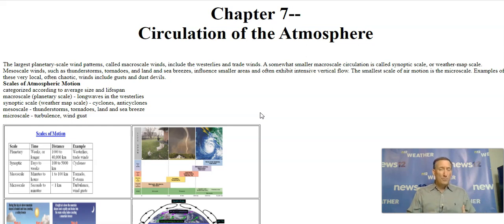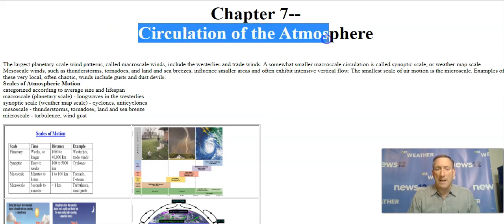So around the globe, you're going to have different circulations, and that's one of the things that we're going to be looking at as we go through chapter 7. What's the wind flow in the United States? What's the wind flow near the North Pole? What's the wind flow near the equator? What's the wind flow near Florida, or what we say 30 degrees north? What's the wind flow at 90 degrees north? What's the wind flow at 60 degrees north? So we want to understand the wind flow around the globe. So chapter 7 is about circulation of the atmosphere, right here, circulation of the atmosphere.